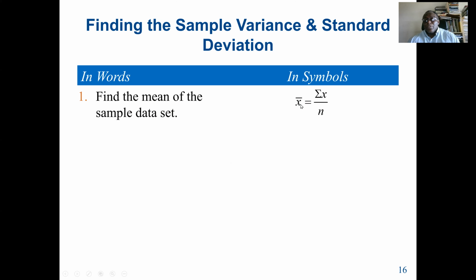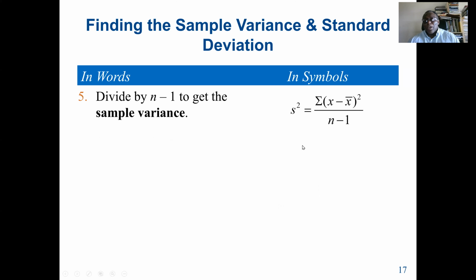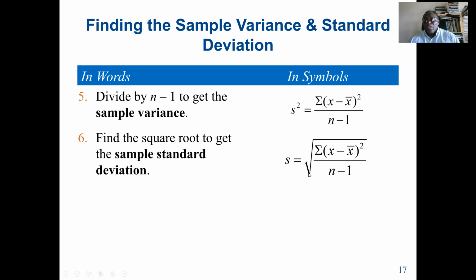First, we find the sample mean, the same step as population. Then we find the deviation, which is the same step. Subtract the sample mean from each value. Then square it, and after we square it, we sum it together. Then when we sum it, we divide by the sample size minus 1. This is the only difference between population and sample. Population, we divide by the population size. Sample, we divide by sample size minus 1. Then we find the square root, and that will give us the standard deviation.